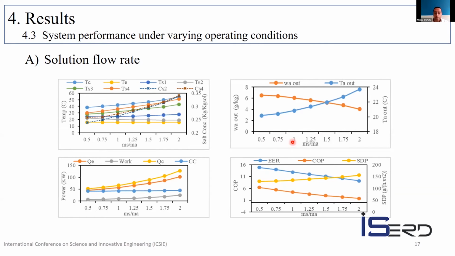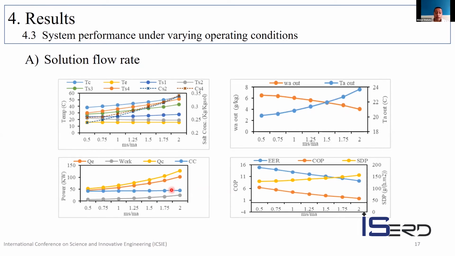Okay, we will notice that increasing the flow rate increases the internal liquid desiccant cycle temperatures inside the system. Accordingly, the solution concentration increases and the humidity decreases. But here, the temperature increased from 20 to 24. So we have gains in specific dehumidification power, but we lose some cooling capacity, which is clear here.